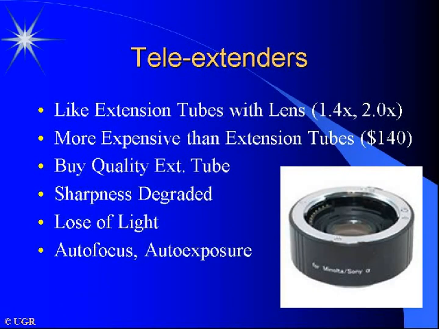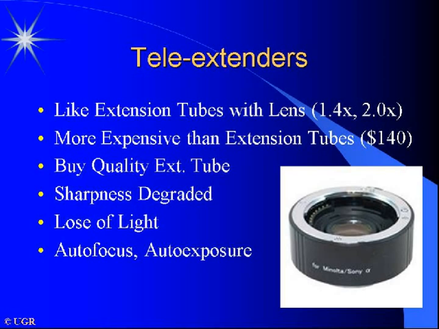All right, another one is sort of like an extension tube, only it has glass in the middle, and these are called teleextenders. These teleextender tubes are added between your lens and your camera, and they usually come in a couple of sizes. There's a 1-time magnification and a 2-time magnification. They are more expensive than extension tubes because they have a lens element in them, glass in them. Again, buy the highest quality teleextender you can, because of the quality of the lens in the extender.